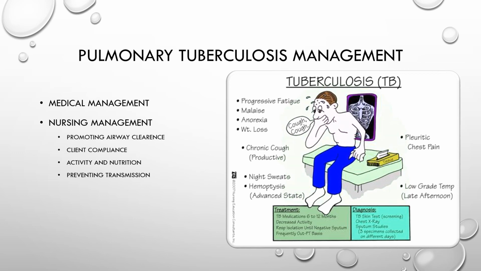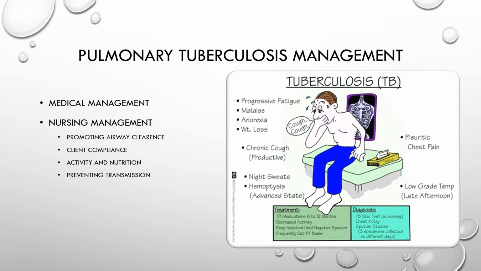Your textbook provides a nice chart of some of the commonly used agents for a client with active pulmonary tuberculosis. Some of the common agents used are INH and rifampin. Unfortunately, the medications used to treat TB can be very harsh on the client's liver. So the client will undergo frequent liver function tests, blood work tests to monitor their liver function.